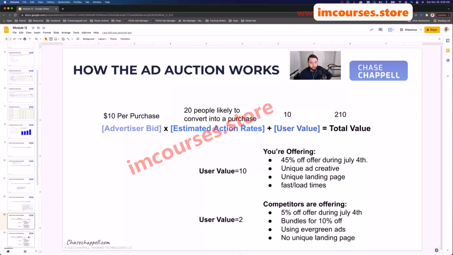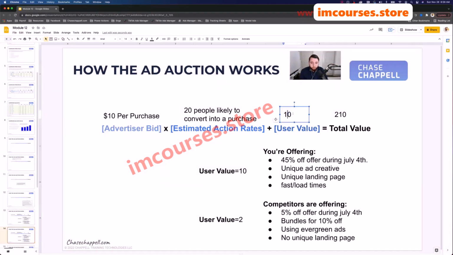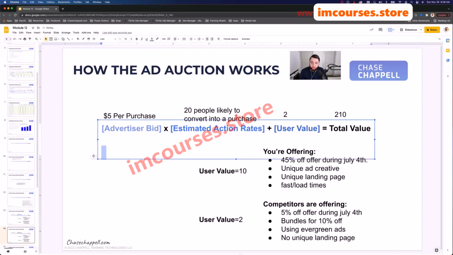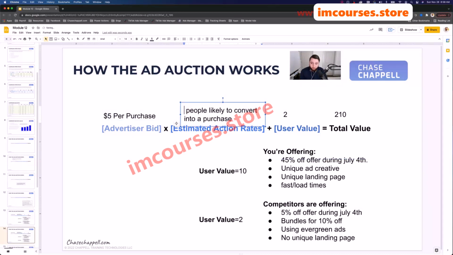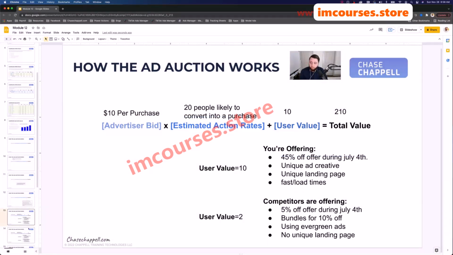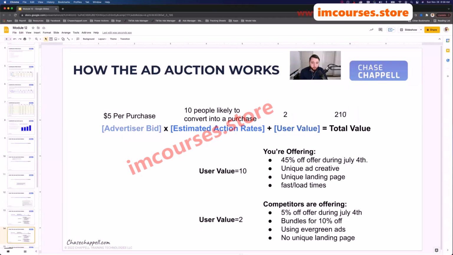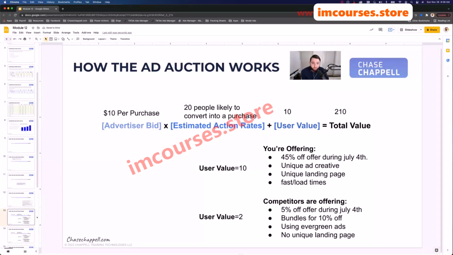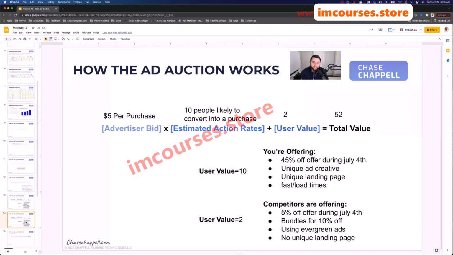So you have a total value of 210, and that's the value score that it places against your competitor. So let's look at your competitor. They have a user value of 2. They're willing to spend $5 per purchase, and the number of people that are likely to convert is only 10. So you take this math and you do 5 times 10, 50, and then you add the user value. So the total value they have is 52. So your total value is 210. Their total value is only 52.